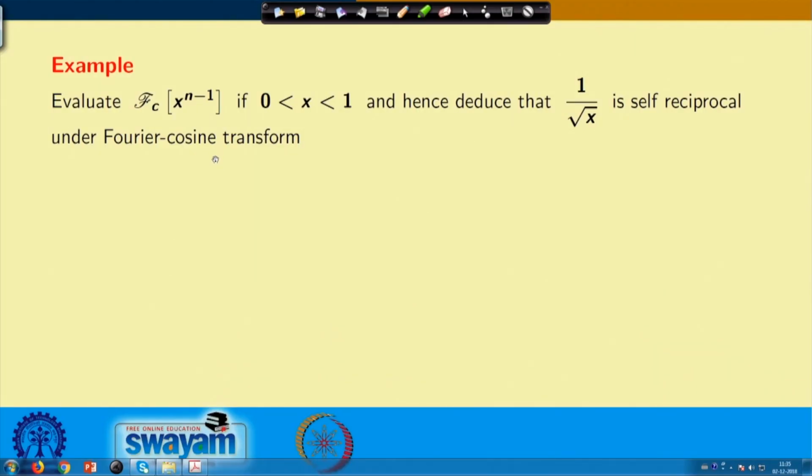We want to evaluate the Fourier cosine transform of x to the power n minus 1, where x lies between 0 to 1. And once we find the Fourier cosine transform of x to the power n minus 1, then from here we have to show that 1 by root x is self reciprocal under Fourier cosine transform. If you remember, self reciprocal means the Fourier cosine transform of the function 1 by root x will be 1 by root alpha, that is the function itself. Then we call it a self reciprocal function. So, let us see this one.